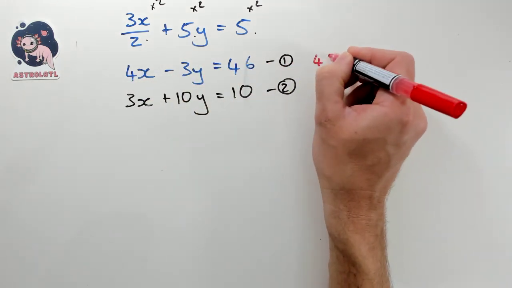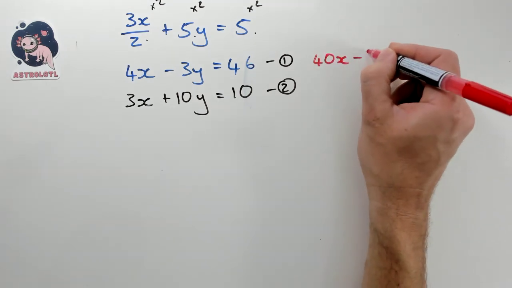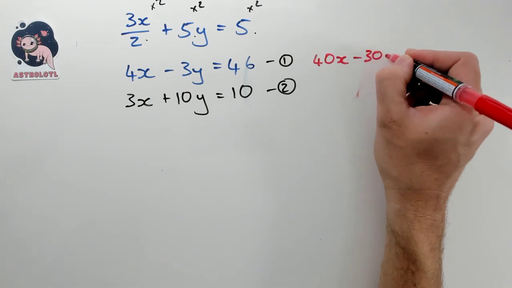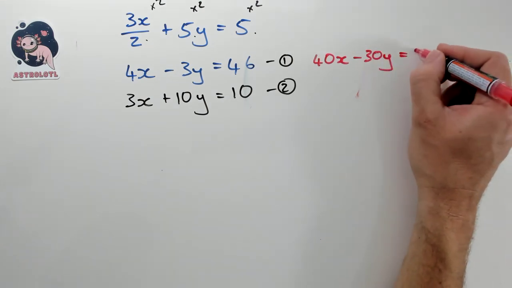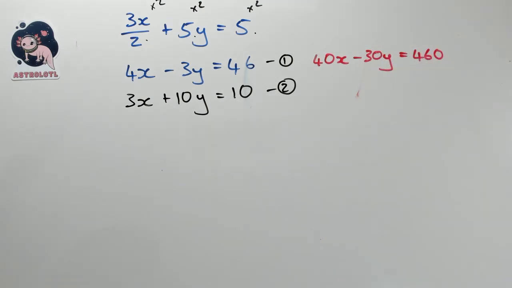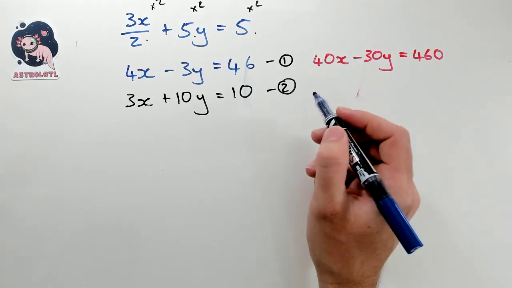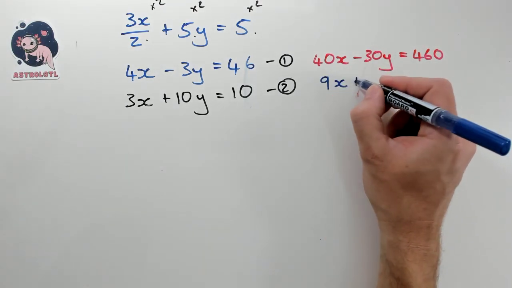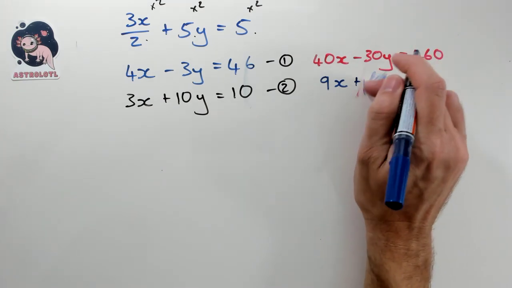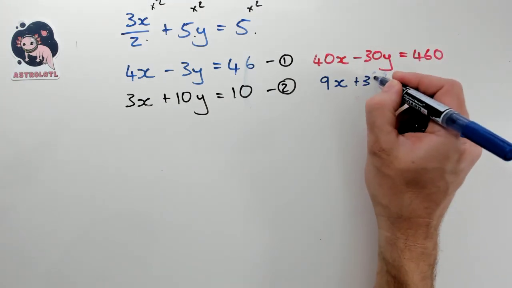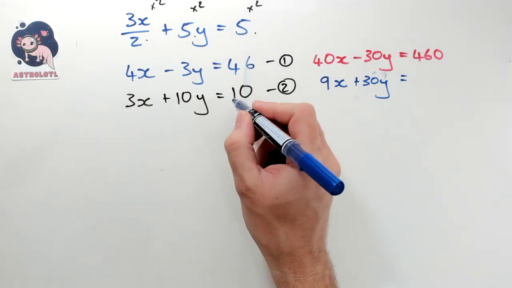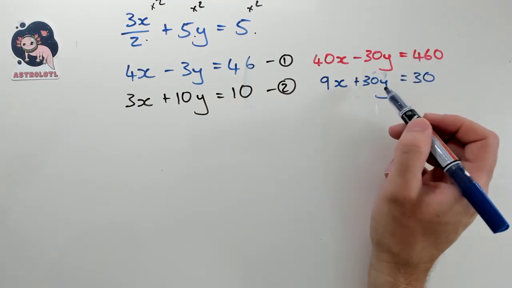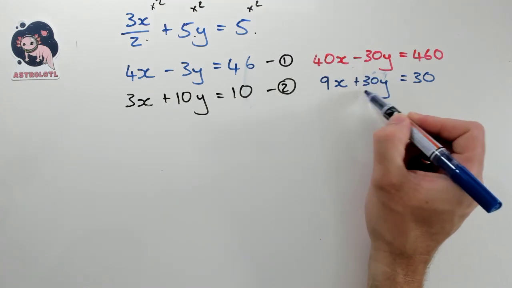So this one is going to become 40x minus 30y, and times 10 here would be 460. And on this one, everything multiplied by 3, so I'll have a 9x plus 30y, and then times 3, that would be 30, right? Yeah. Okay, so you can see here these two are going to cancel out beautifully.